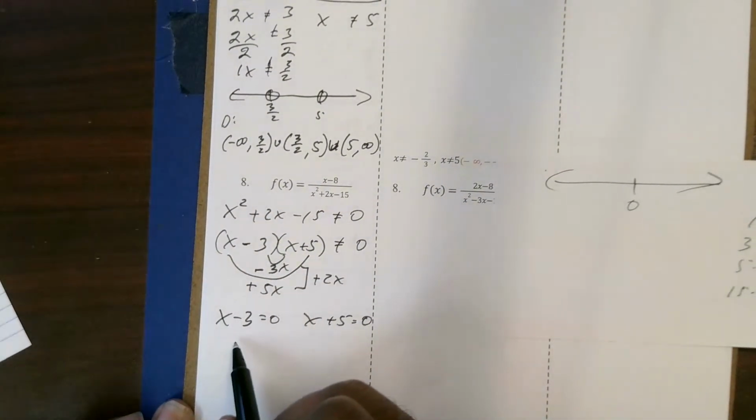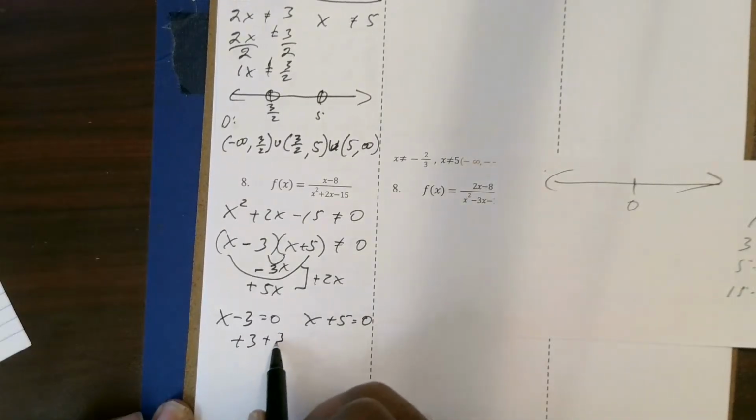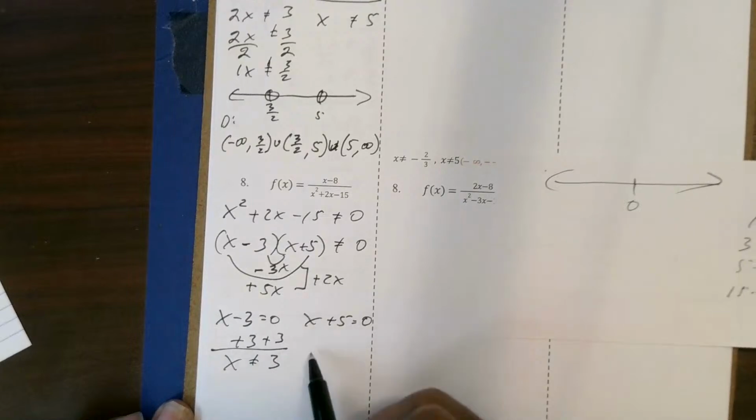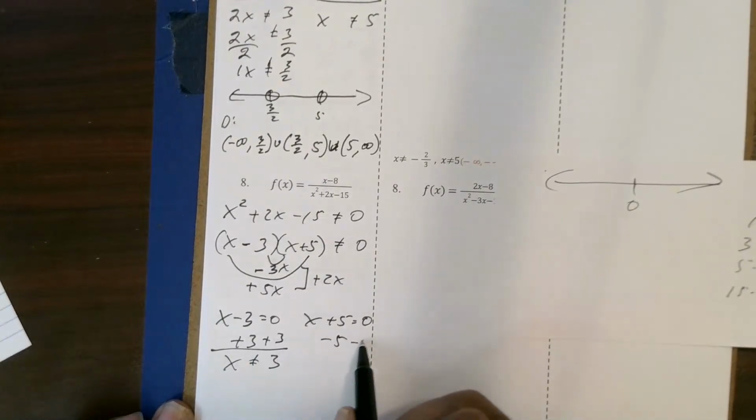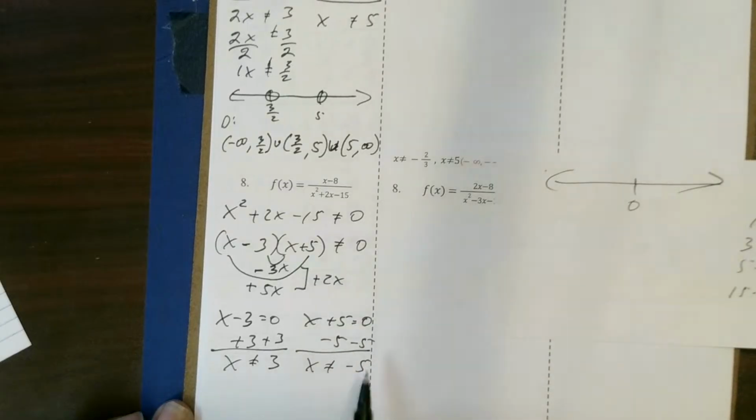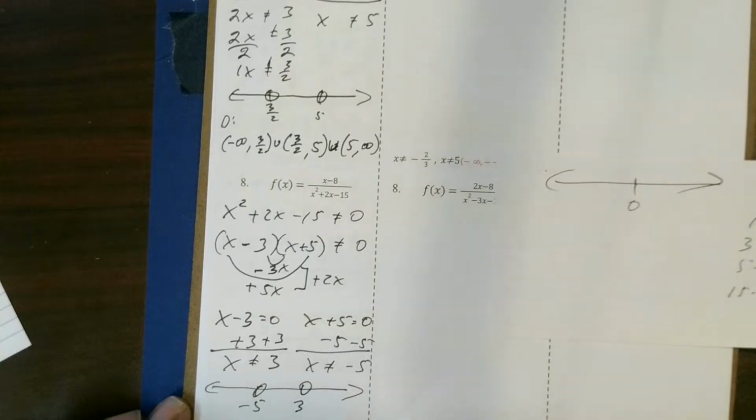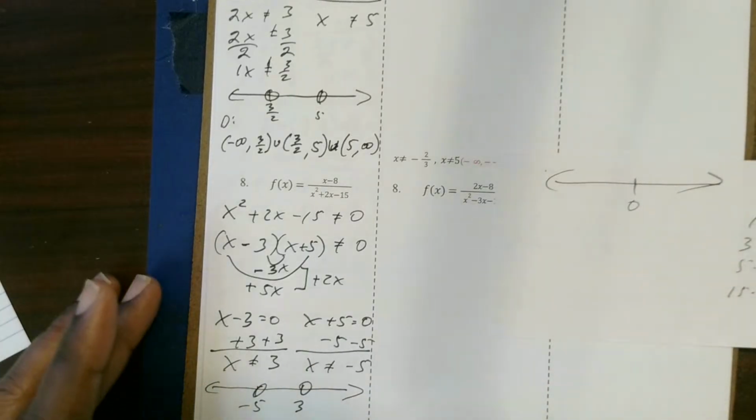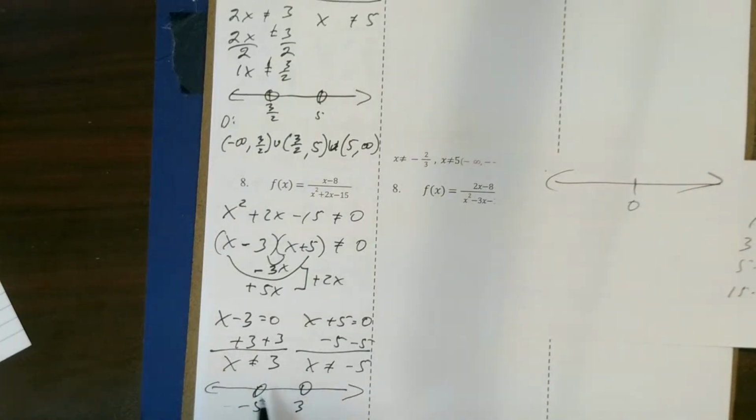Okay, so let's solve this one. So plus 3 on both sides, and we get x cannot equal 3. And here, minus 5 on both sides, x cannot equal negative 5. So those are the two numbers we're going to take out of the number line. So here's the number line again. This is where negative 5 is, and this is where 3 is. And we're taking both of these numbers out. That leaves us 3 areas. This area here, the second area there, and the third area there.